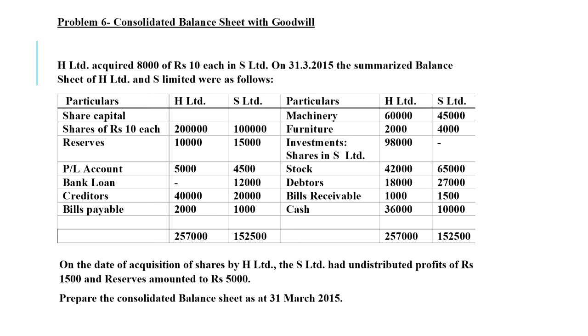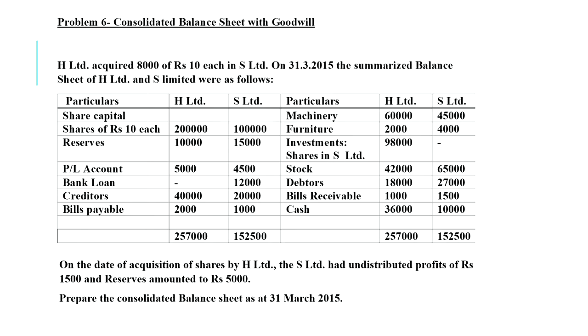Here under the liability side, we have share capital, reserves, profit and loss account, bank loan, creditors and bills payable. Moving on to the asset side, we have machinery, furniture, investments, stock, debtors, bills receivable and cash. After that they gave additional information: on the date of acquisition of shares by H Limited, the S Limited, that is the subsidiary company, had undistributed profits of rupees 1,500 and reserves amounting to rupees 5,000.